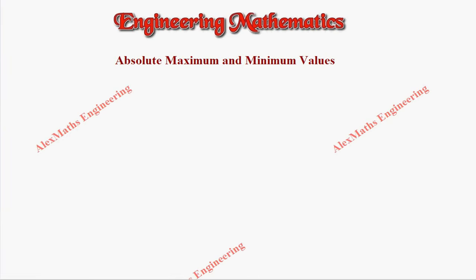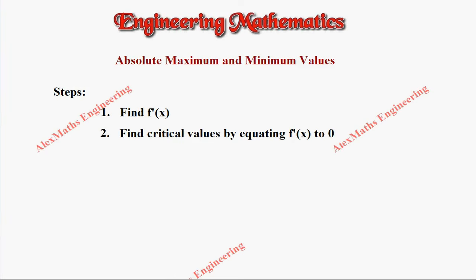In this video, we are going to discuss absolute maximum and absolute minimum values. Let's see what the steps involved are. As step 1, you have to find the derivative of the given function. As step 2, we have to find the critical values by equating f dash of x equal to 0.